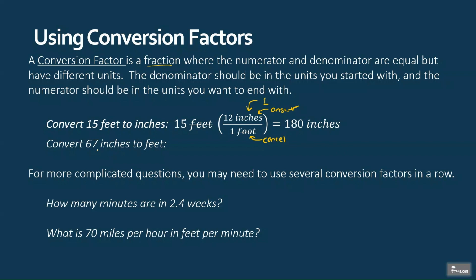All right, so let's try it for converting inches to feet. I would start with 67 inches. I'm going to multiply it by my conversion factor. I want to cancel inches, so I put inches in the bottom. I want feet for my answer, so I put feet in the top. And I know that 1 foot is equal to 12 inches. So here I can see now it's going to be 67 divided by 12 because 12 is in the bottom, and I get 5.58 feet.